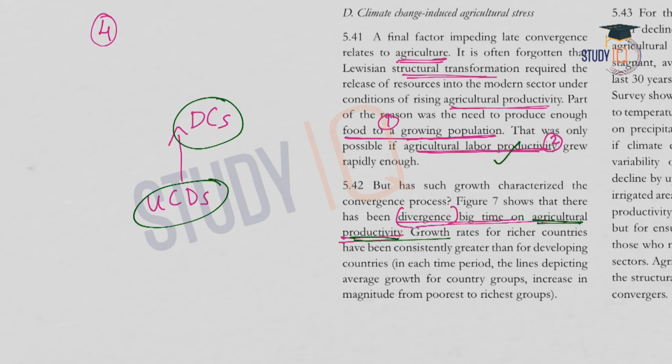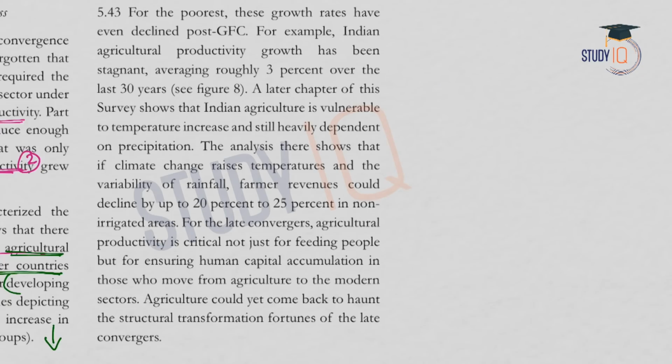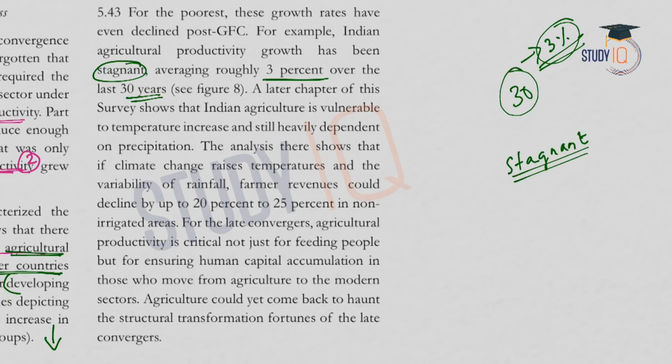Here we see that the growth rates in agriculture for richer countries are consistently higher, but in developing countries the growth rate is slower. In the case of India, agricultural productivity growth has been stagnant. It is roughly 3% over the last 30 years. In 30 years it has been 3%. There has been no improvement, which means the growth is stagnant. Therefore, we can say that there has been a divergence in agricultural productivity growth.